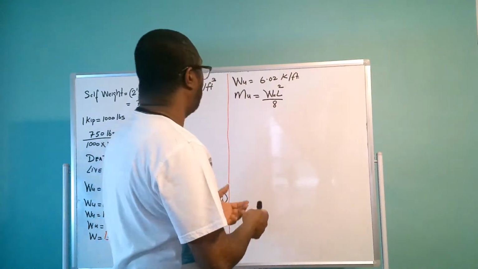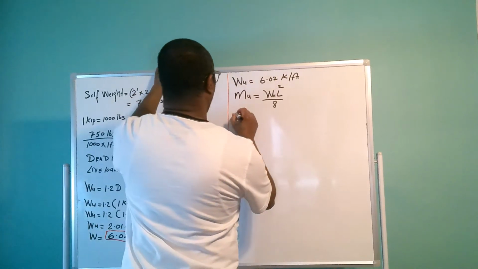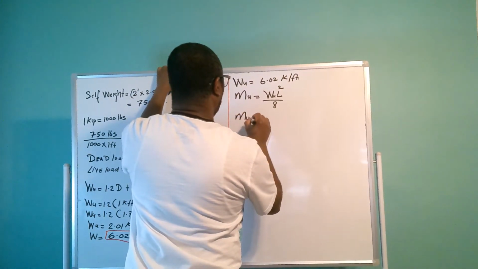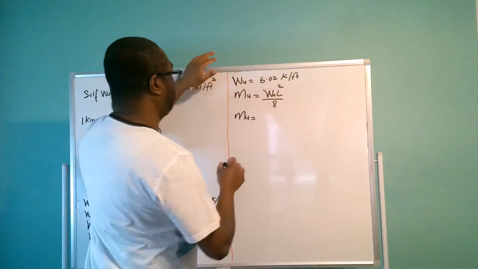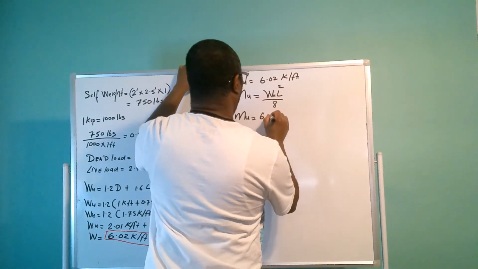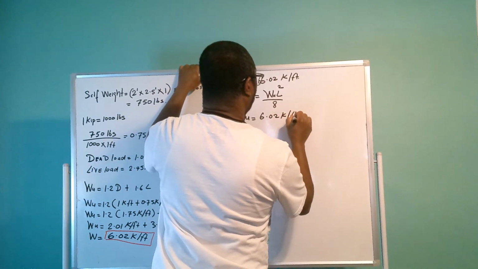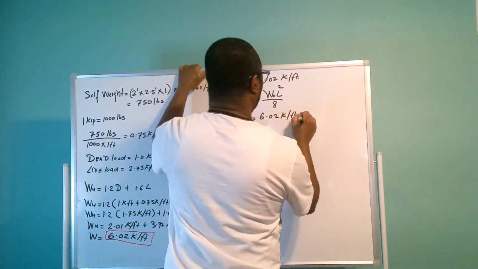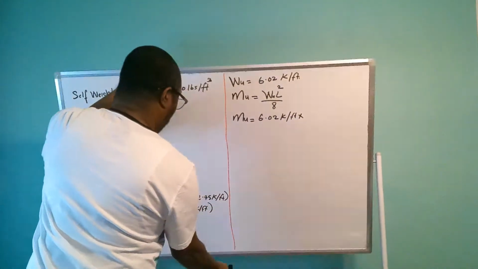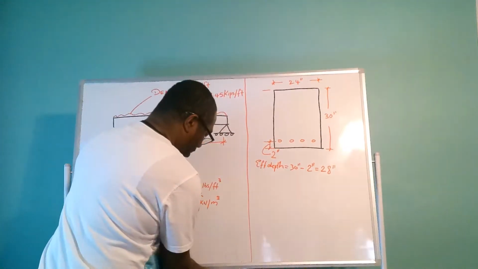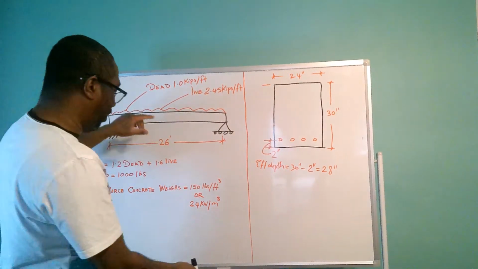We can simply use the formula since we are using a UDL as our loading on the beam. So to calculate the maximum bending moment, we have Mu, which is going to equal W, which we calculated to be 6.02 kips per foot, times L squared, and we know that L is the span of the beam, which is 26 feet.